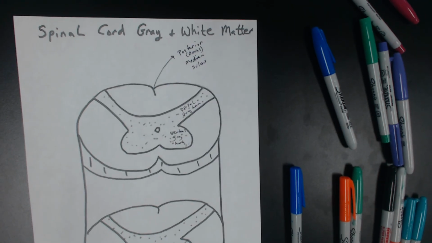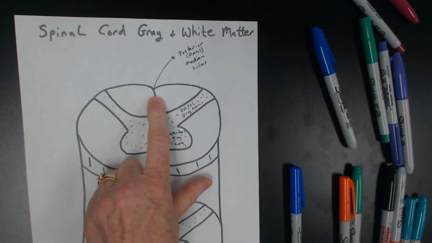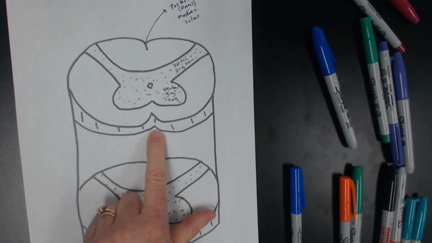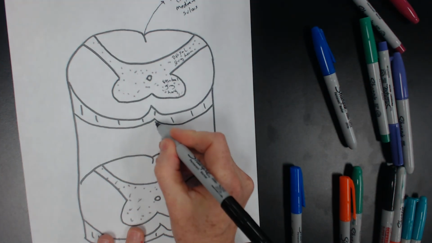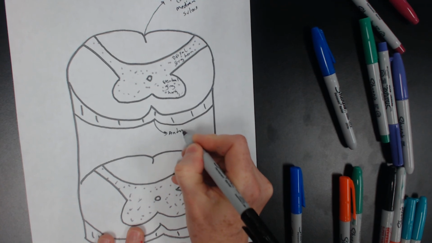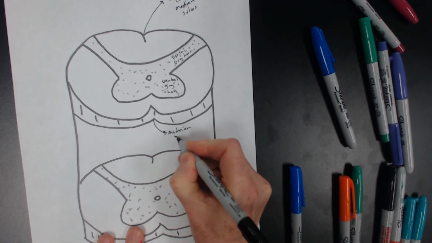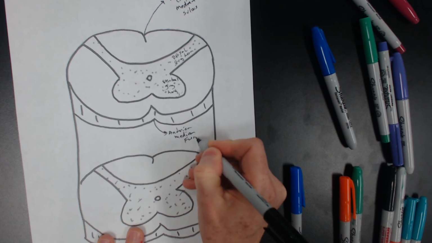So it's another way you can identify the dorsal portion of the spinal cord, because it's got a little sulcus here. Whereas here, you've got a great big indent, right? That's going to be your anterior median fissure, because it's a lot bigger.